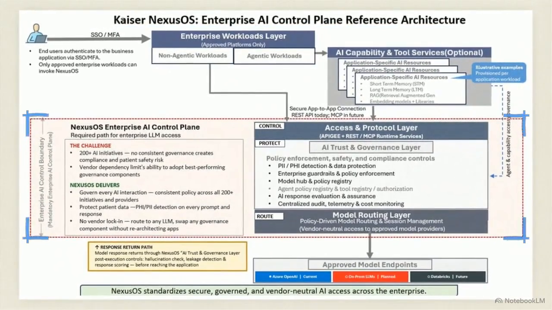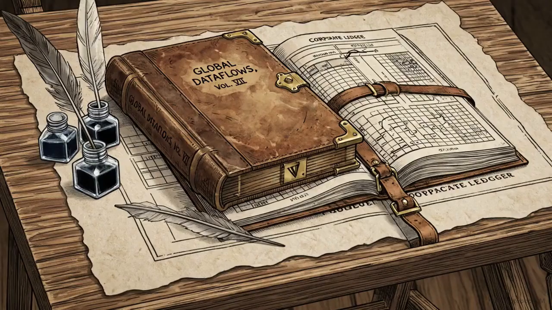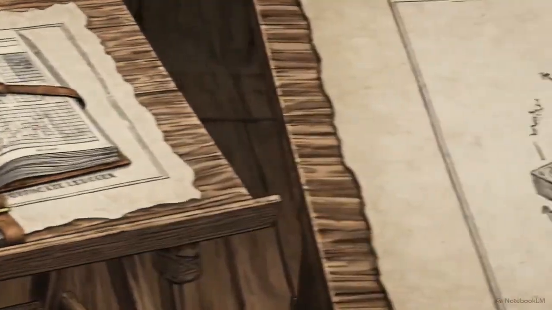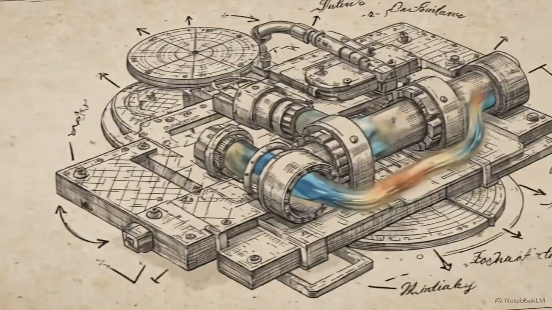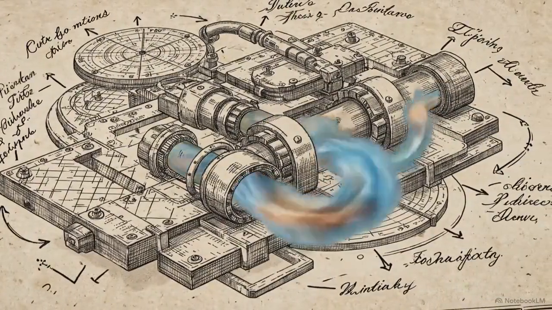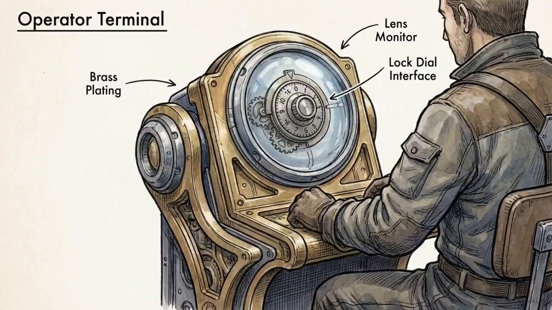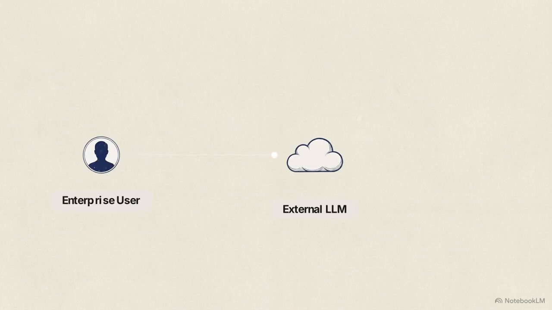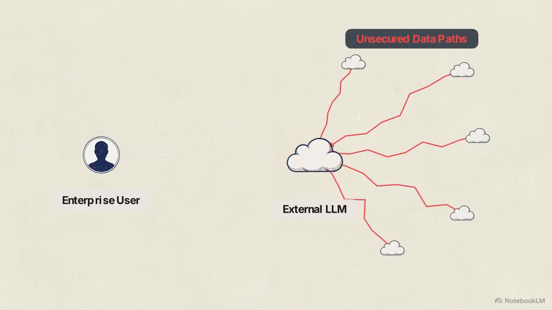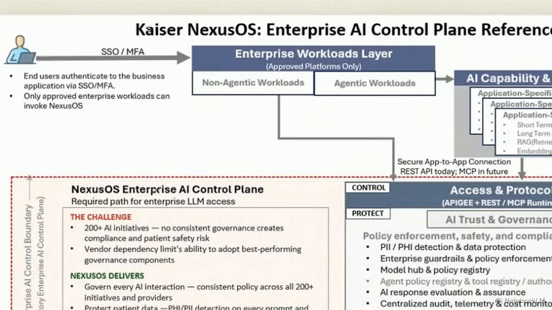It maps the complete enterprise AI control plane, showing the strict barrier placed between internal enterprise workloads and external model endpoints. Written governance policies cannot stop a data leak at runtime. Preventing breaches requires embedding those policies directly into the network routing layer. A common misconception in enterprise software is that if an employee logs in using single sign-on, their subsequent data requests to an external LLM provider are inherently secure. NexusOS intentionally breaks that direct user-to-model connection.